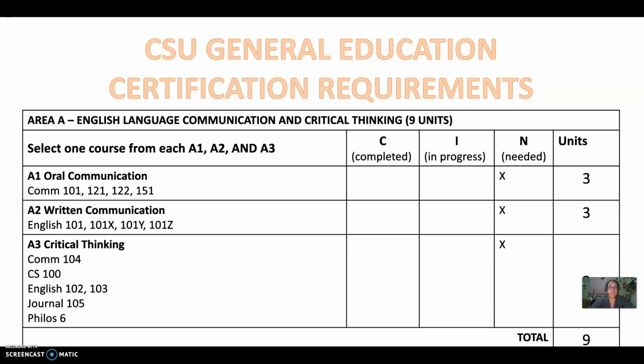So the CSU GE plan is divided into sections. So this is Area A for English language, communication, and critical thinking. So I've tried to recreate it here so it's nice and big and easy to read. And so you're always going to see notes on what's required for each section. So it does say here 9 units. 9 units required minimum. And you need to take one course from each section, A1, A2, and A3.